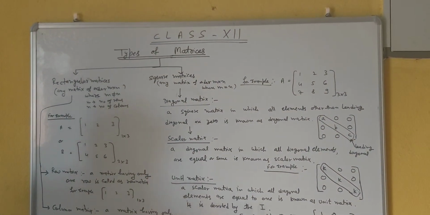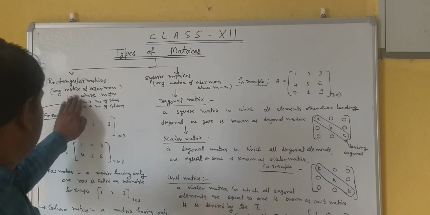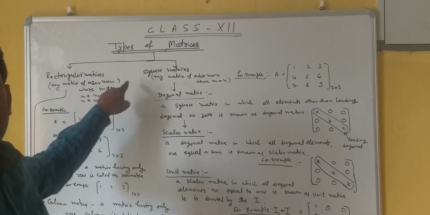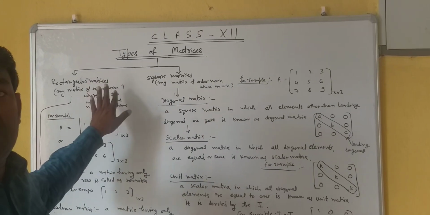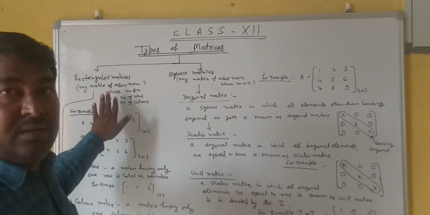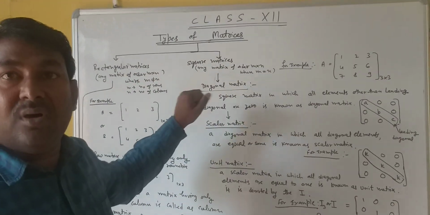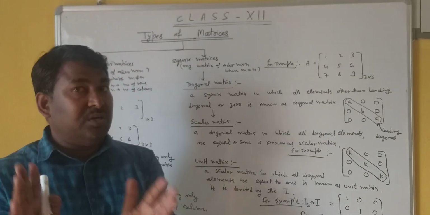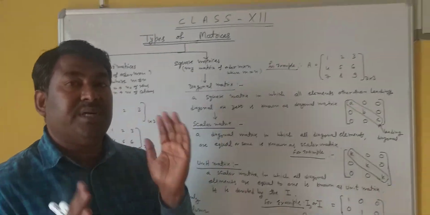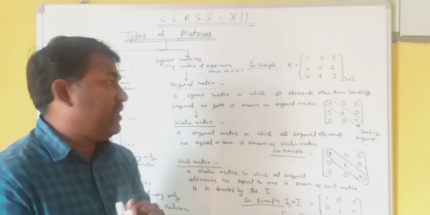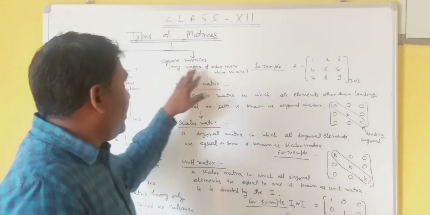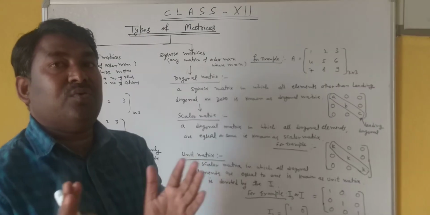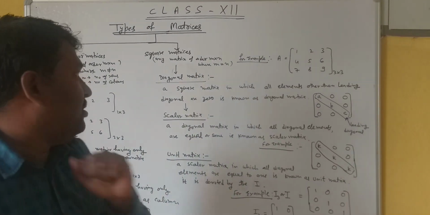A rectangular matrix is a matrix of order m by n, but m should not be equal to n. What is m? M is the number of rows and n is the number of columns. So if in any matrix the number of rows is not equal to the number of columns, then the matrix is said to be a rectangular matrix. Now, the square matrix. In a square matrix, the number of rows must be equal to the number of columns.